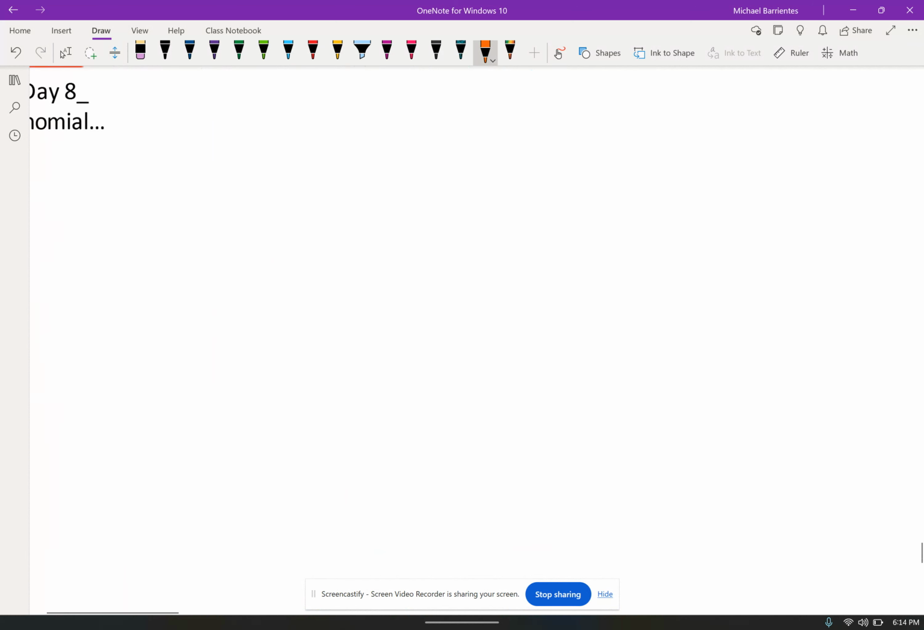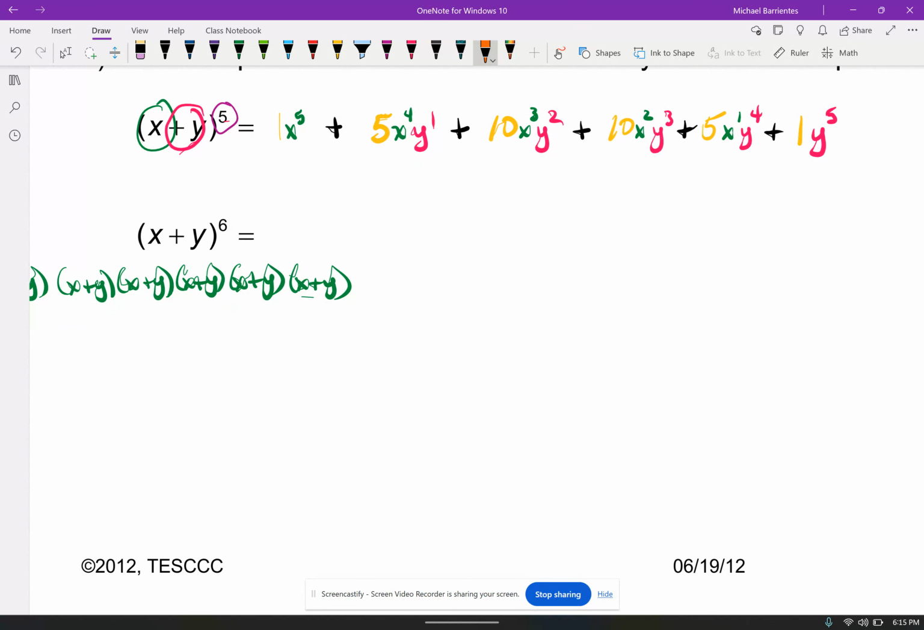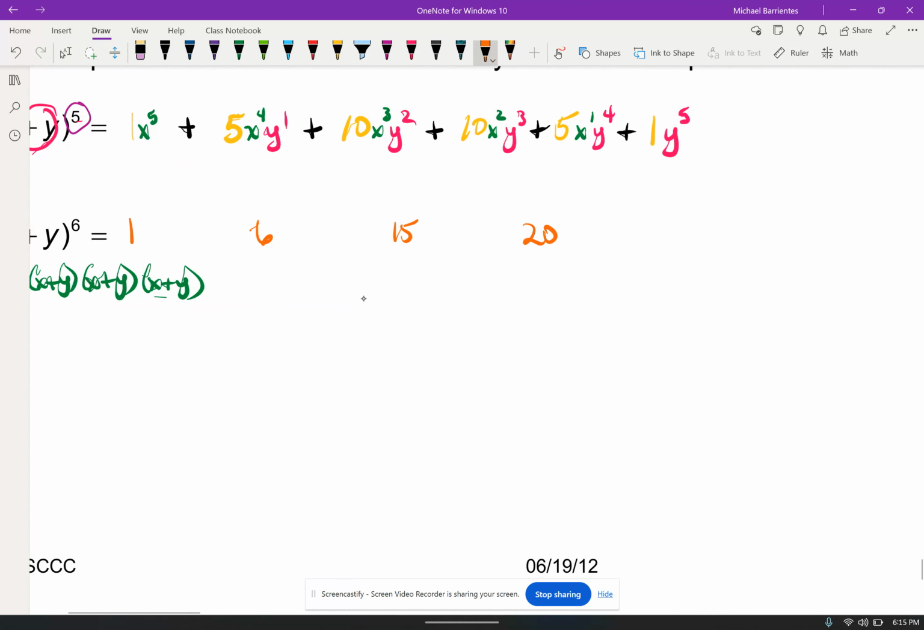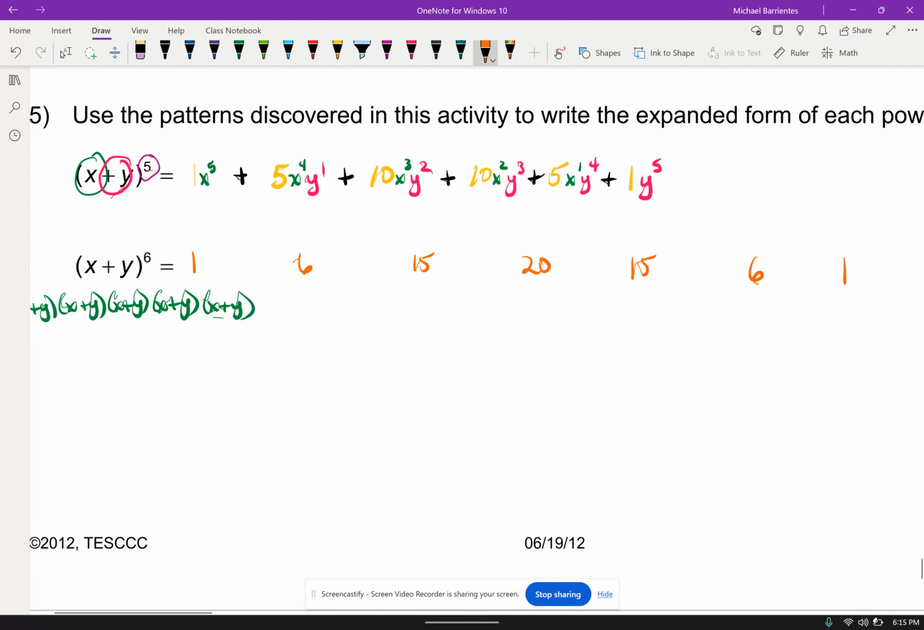Great. So I come back over here. What am I trying to do? I'm trying to multiply all these green (x + y)'s, but I don't have time. So I'm going to say 1, 6, 15, 20, and then go backwards, 15, 6, and 1. 1, 2, 3, 4, 5, 6, 7. Notice, I have 7 terms, even though this is to the 6th power.